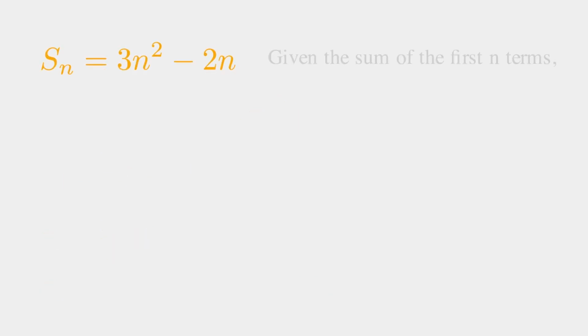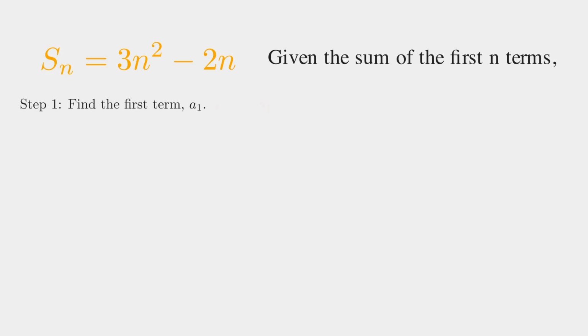In example 2, we are given S of n, the sum of the first n terms of an arithmetic series, as 3n squared minus 2n. Our goal is to find the common difference d and the first 3 terms of the series. First, let's find the first term, a1.